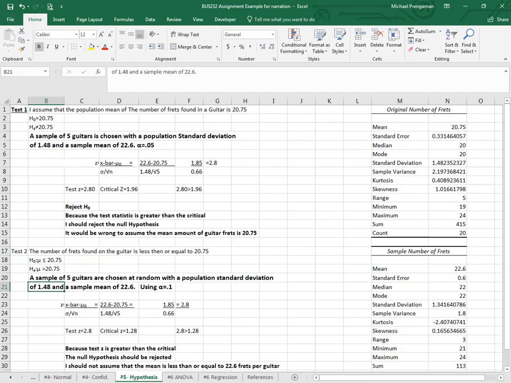We calculate and get the same test z value of 2.8. And in this case, for a significance level of 0.1 with a one-sided test, our critical z value is 1.28. Our test statistic is greater than the critical statistic, and again, we should reject the null hypothesis.